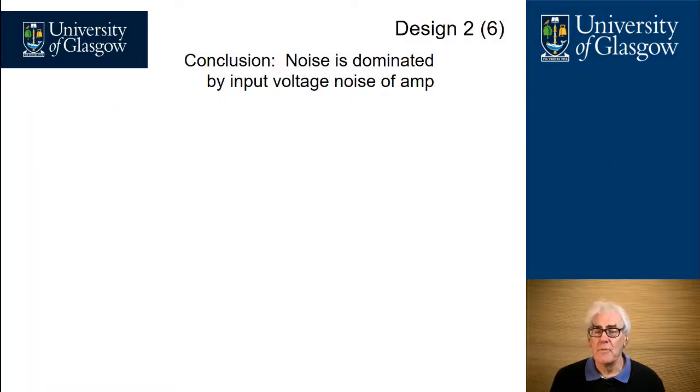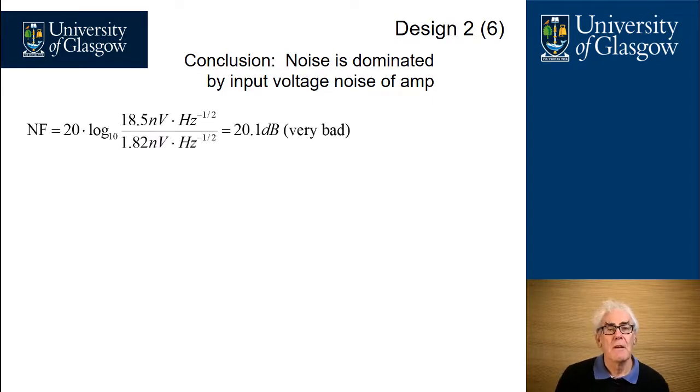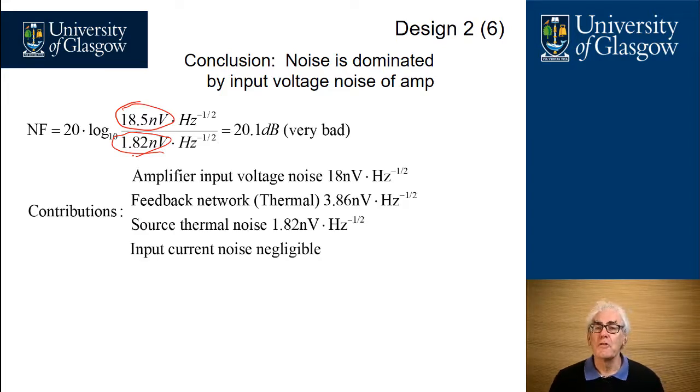Looking at the results from this calculation, it's clear that the noise is being dominated by the input noise voltage of the amplifier. And if we calculate out the noise figure, we land up with a total noise equivalent at the input of 18.5 nanovolts. Our noise from the source resistance is only 1.82 nanovolts, so that gives us a noise figure of about 20 dB, which is a very poor noise figure performance indeed. Let's look at what's contributing to that.